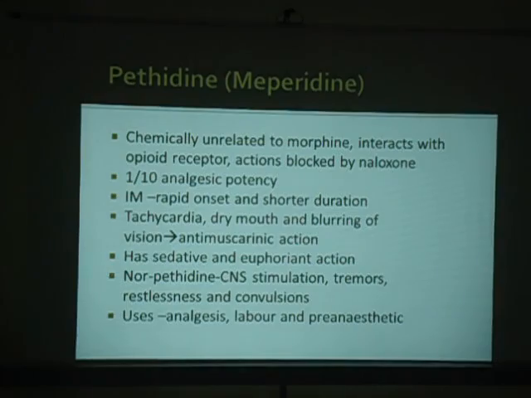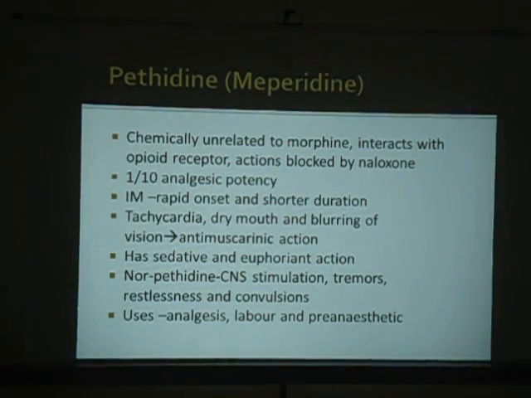So Pethidine, Meperidine. Okay, so this is the drug which has 1/10 of the effect of morphine, but still it is commonly used. It is not available with any of the pharmacists. Okay, it is given directly to the hospital for use.